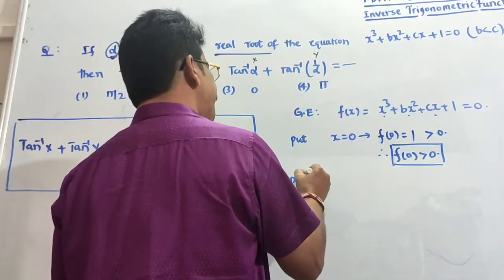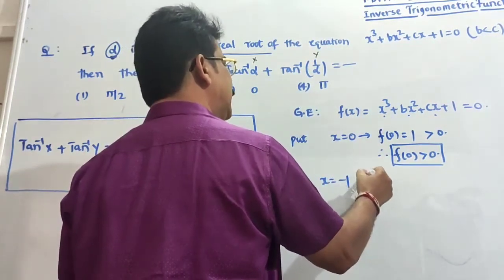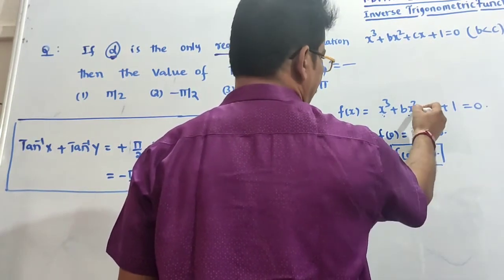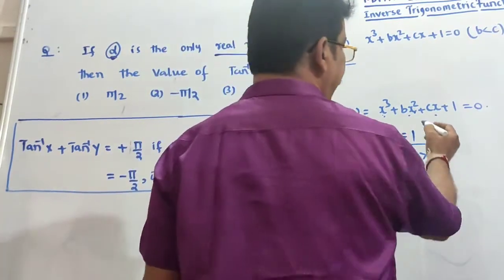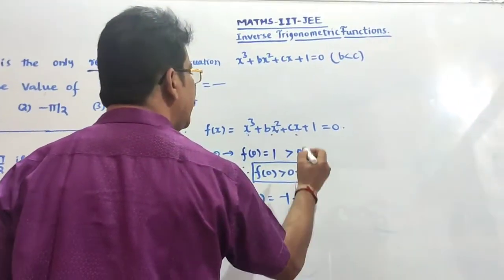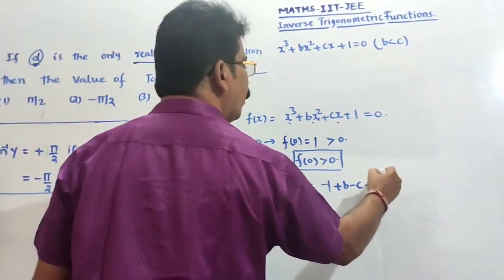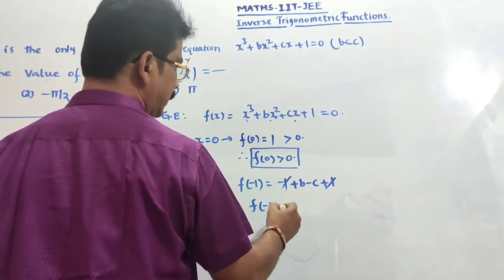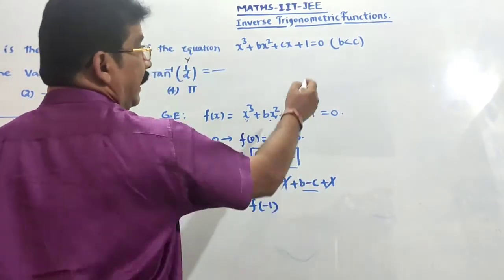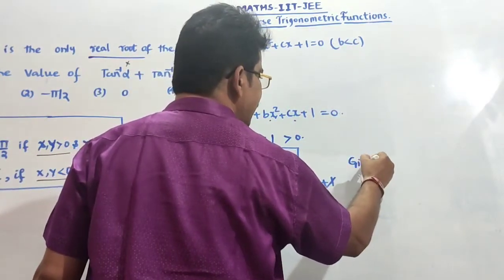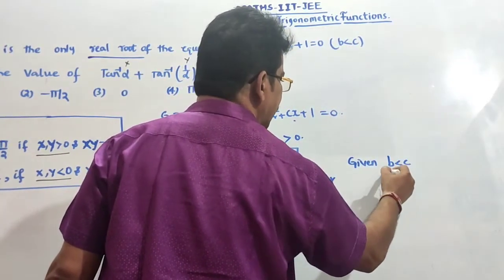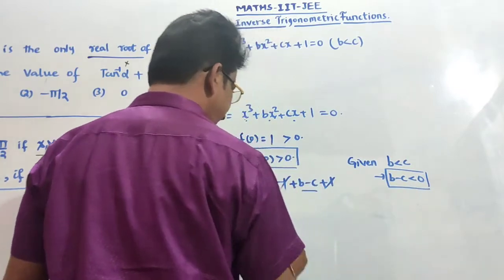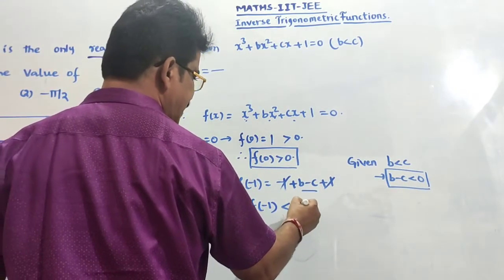Next, put x equal to minus 1. Then f of minus 1 equals minus 1 whole cubed plus b into minus 1 whole square, minus c plus 1. Plus 1 and minus 1 cancel, so f of minus 1 equals b minus c. It is given that b is less than c, which means b minus c is less than 0. So f of minus 1 is less than 0, which means negative.